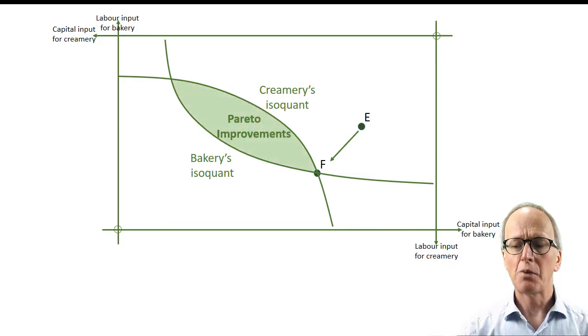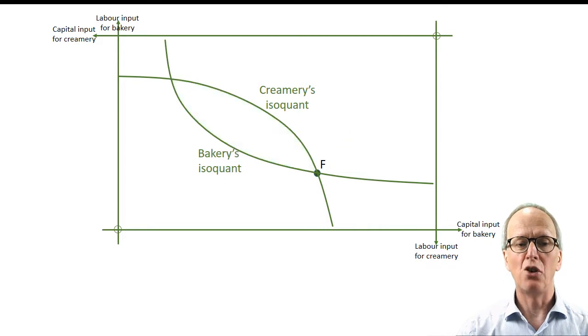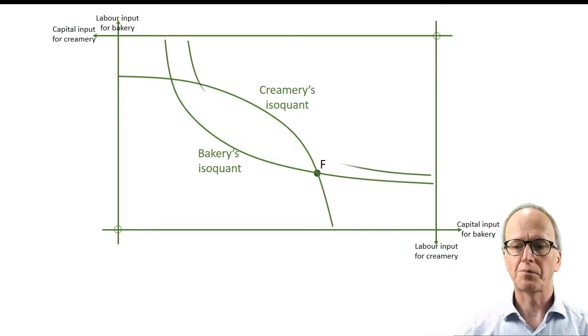Within the lens, we have a set of points which lie outside both isoquants. Inside the lens, we find all resource allocations of capital and labour in which the output of both bread and cheese will be higher than at point F. Production at a point like F therefore cannot be efficient.